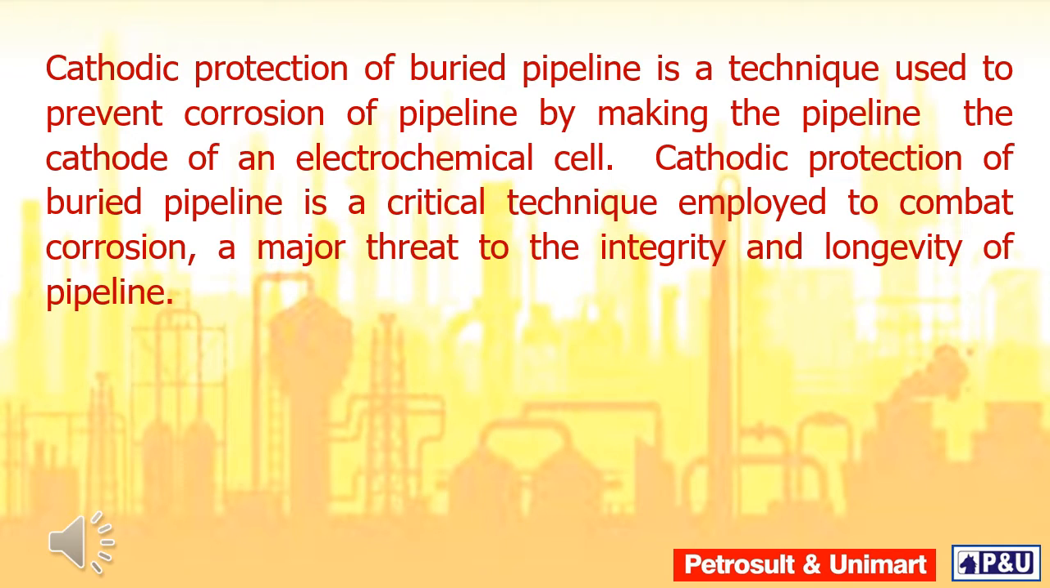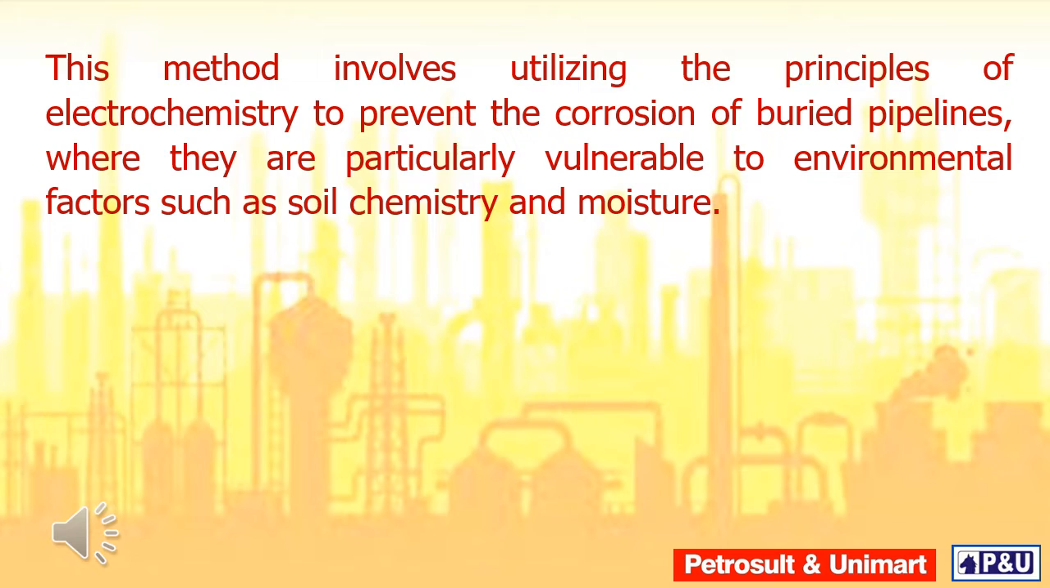Cathodic protection of buried pipeline is a technique used to prevent corrosion of pipeline by making the pipeline the cathode of an electrochemical cell. Cathodic protection of buried pipeline is a critical technique employed to combat corrosion, a major threat to the integrity and longevity of pipeline. This method involves utilizing the principles of electrochemistry to prevent the corrosion of buried pipelines, where they are particularly vulnerable to environmental factors such as soil chemistry and moisture.